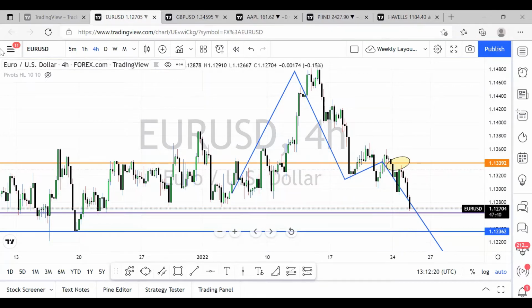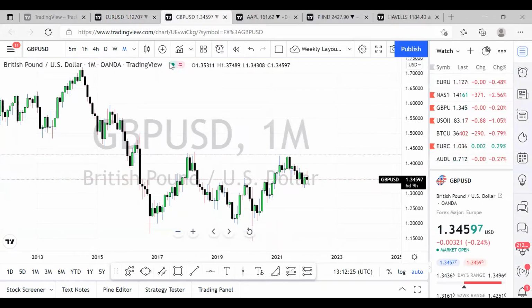So now let's check out the GBP USD. Again, let's do top-down analysis.